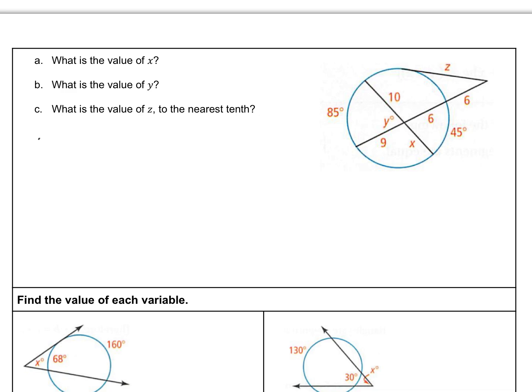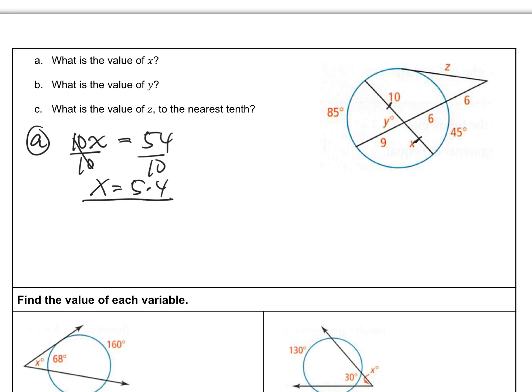Okay, so given this figure, what is the value of x? Okay, where is my x? The x is actually located in here. Okay, this one and this one. So that's going to give me 10x is equal to 9 times 6 is 54. Okay, now we divide this by 10, therefore x is equal to 5.4.